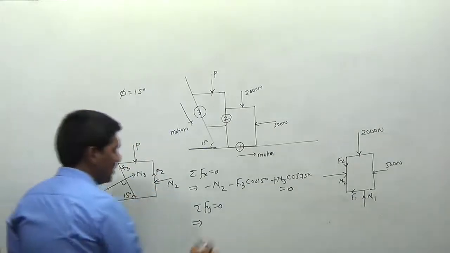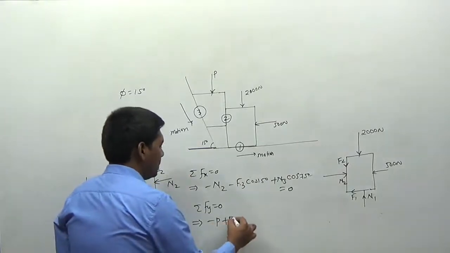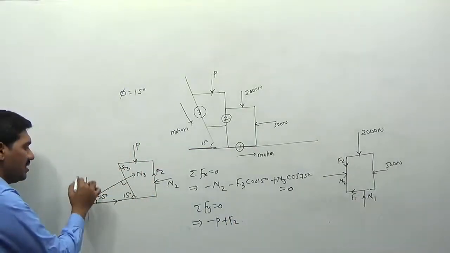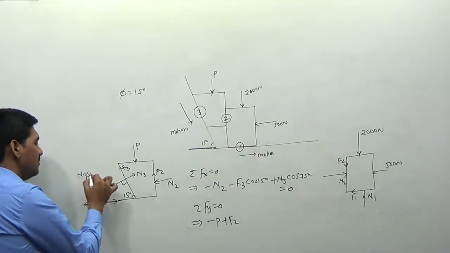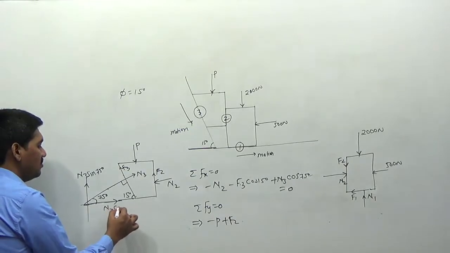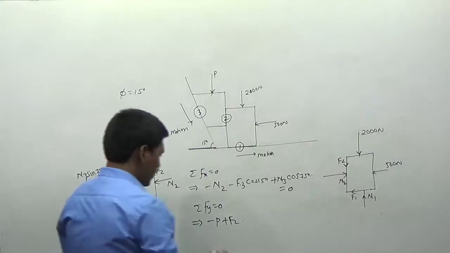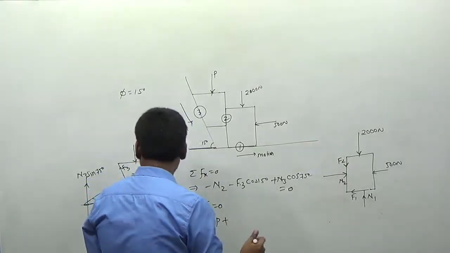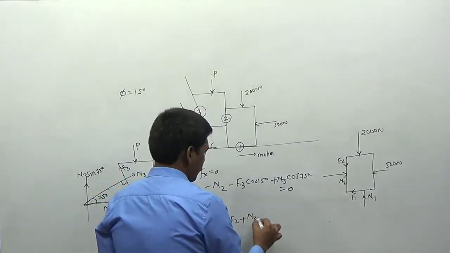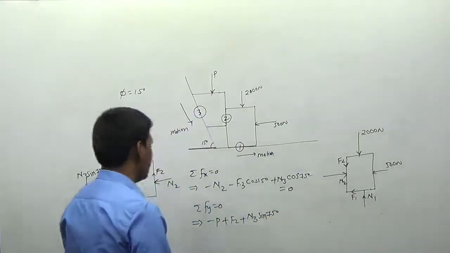So, P is acting in the downward direction, therefore I can write this as minus P. Next, F2 is also acting in the vertical upward direction, so plus F2 I can write. So, what about N3 here? N3 is making an angle here, so if you resolve this, N3 sin 75 you can get. Okay, therefore I can write this value as N3 into sin 75 degrees.